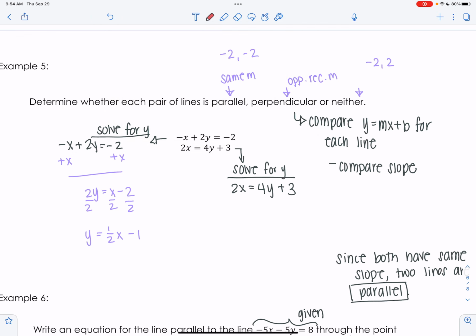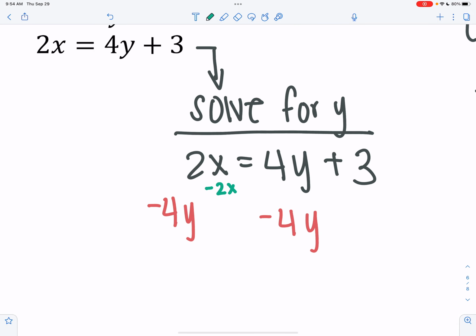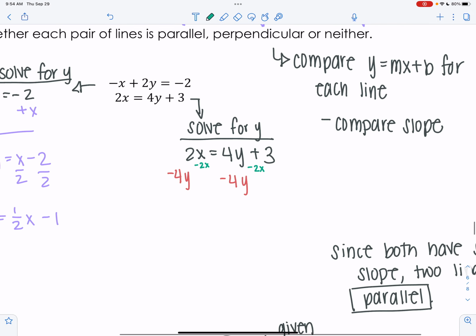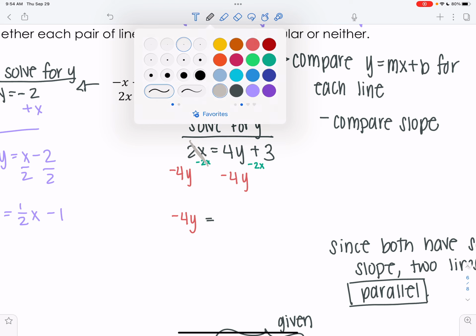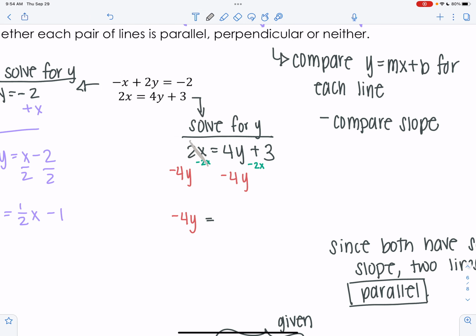But I'm going to kind of move the y's to the left and then move the x's to the right. So -4y, and then I'm also going to -2x. So I've got two things happening. The x's are going to cancel and leave me with just that -4y on the left. And then on the right, the y's are going to cancel and leave me with just that -2x + 3.